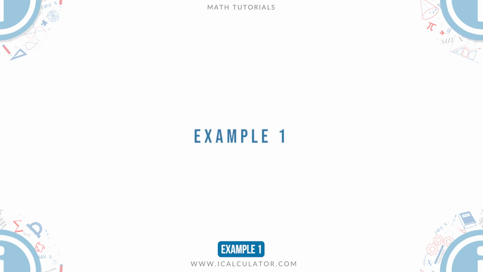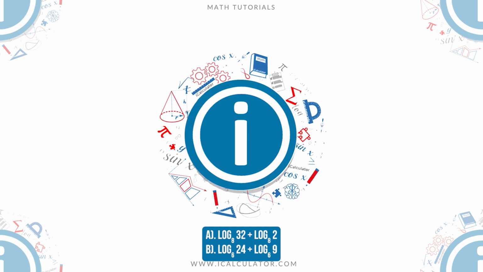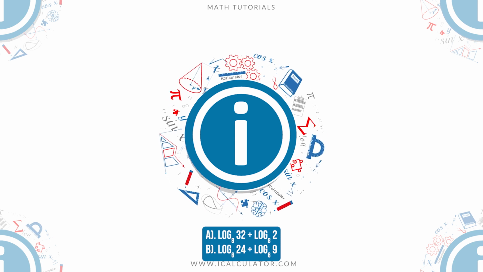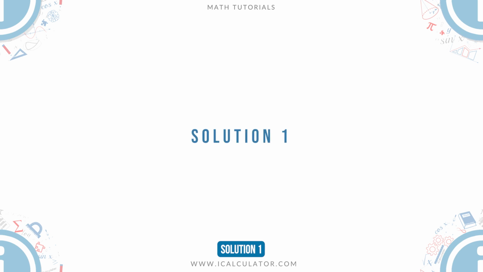Example 1. Calculate the value of the following expressions: a, log 8 32 plus log 8 2; b, log 6 24 plus log 6 9. Solution 1.